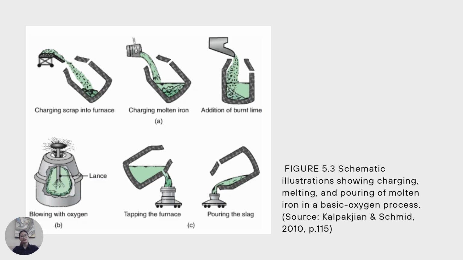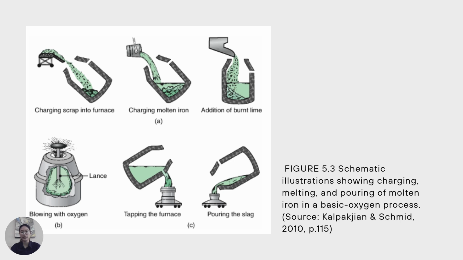This figure illustrates the sequence of operations in the basic oxygen furnace, one of the most important and widely used steelmaking processes. In the first image, we see the charging of scrap steel into the furnace. Scrap serves two purposes. It acts as a coolant to absorb the intense heat generated during the oxidation reaction, and it also helps recycle steel waste, making the process more sustainable. Next, in the second image, molten pig iron from the blast furnace is poured into the vessel. This molten iron contains around 4% carbon along with impurities such as silicon, sulfur, and phosphorus.